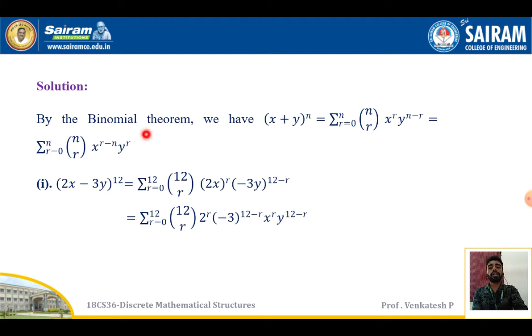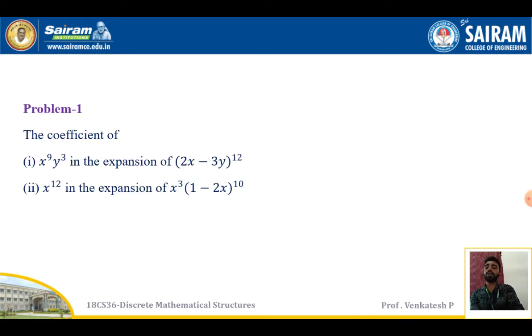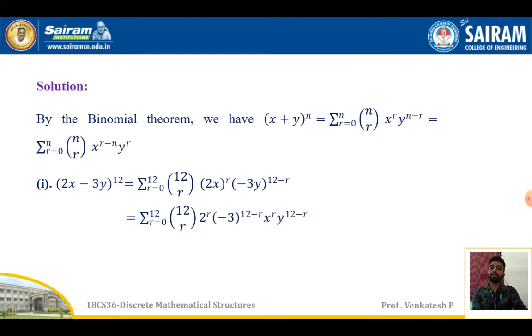So first thing is we have to take the formula for binomial theorem. In general, we have the formula for binomial theorem as (x+y)^n equal to the summation r from 0 to n of nCr x^r y^(n-r), which equals the summation r from 0 to n of nCr x^(n-r) y^r. Now I want to find the coefficient of x^9 y^3. To find this, the first thing is I need to expand (2x - 3y)^12 by using binomial theorem.